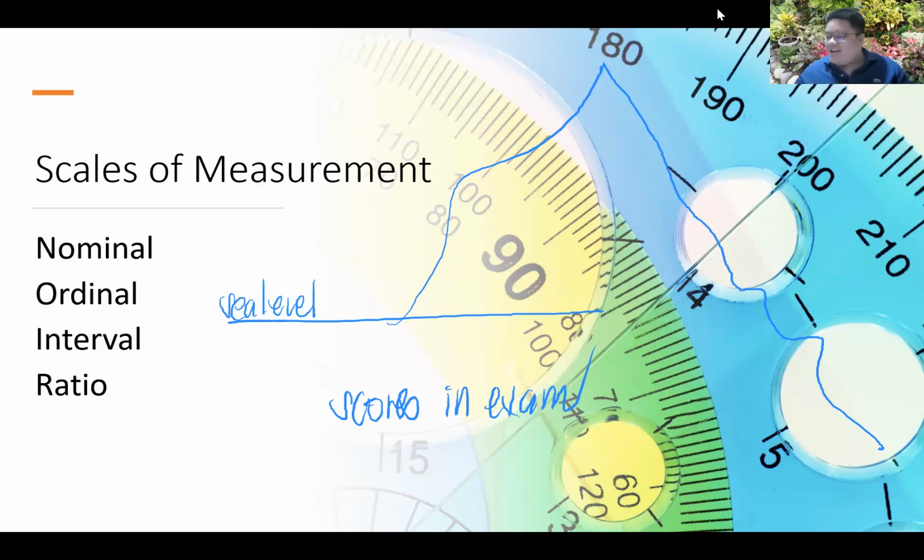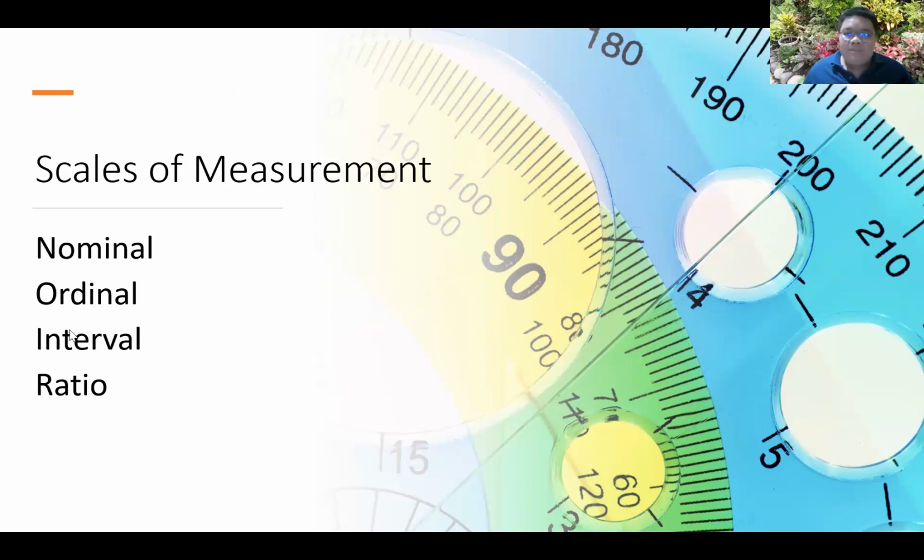Bakit interval? Class, pag 0 po yung score ninyo sa quiz natin, if your score in our quiz is 0, it still means that you have taken the quiz. Nakuha mo yung quiz, siguro hindi mo lang talaga naintindihan yung topics, no? Wala ka lang talagang learning from the topics. That's why you got 0. But still, that is a score that reflects your level of knowledge about the topic being tested during that specific type of exam. That's why class, it's still considered to be interval.